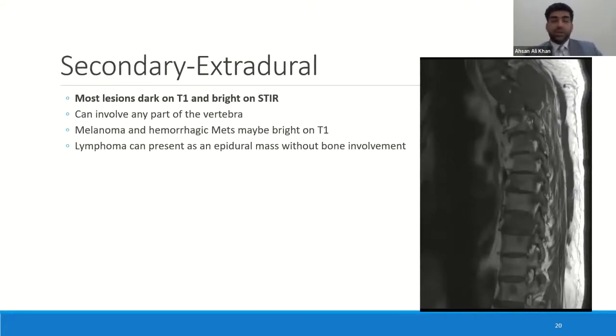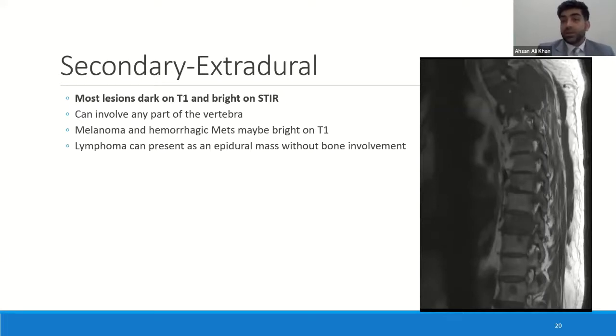Again, I think we have to repeat a few things again and again, so that you will understand and you will remember. Most lesions are dark on T1, right? For example, in this one, you can see this is a T1 weighted image. You can see this is a dark lesion, and they will be bright on STIR. They can involve any part of the vertebra. However, this is an important thing: melanoma and hemorrhagic mets may be bright on T1, right?